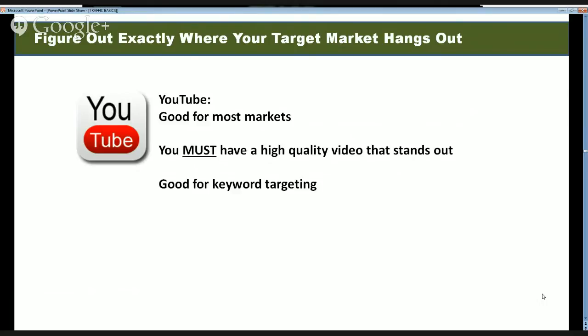Now, YouTube is especially good for keyword targeting. Look for keywords like home business, network marketing, home business mentoring. All of those are good keywords. And so that's something that you can target very, very directly. And you can do paid advertising on YouTube just like you do in all of these other sources.